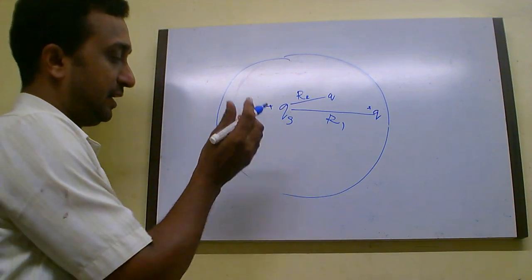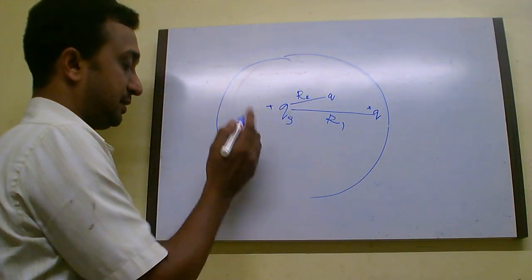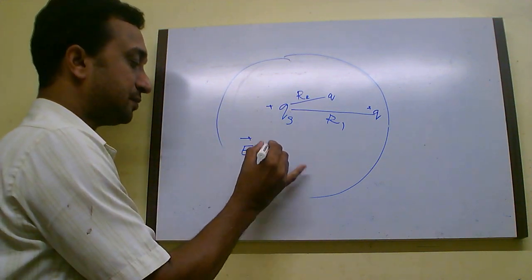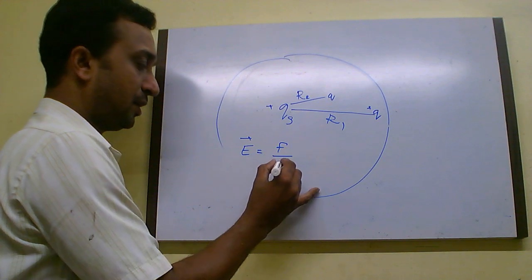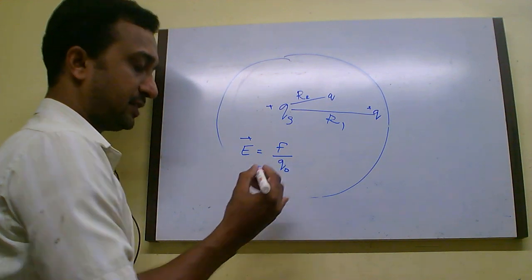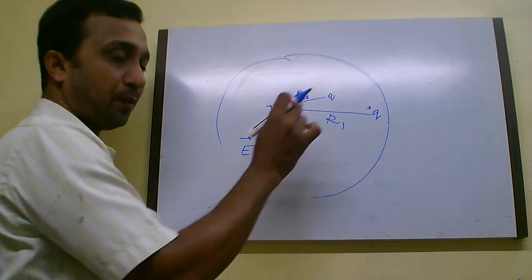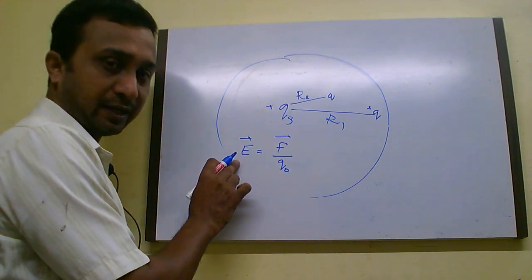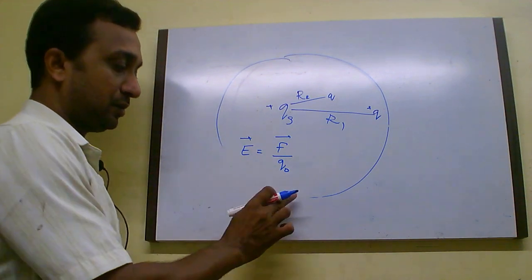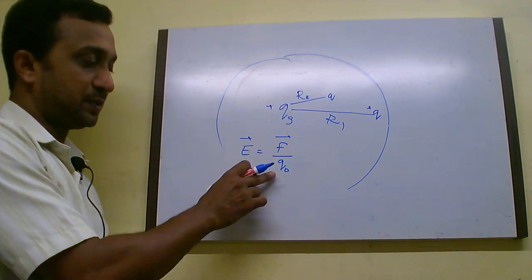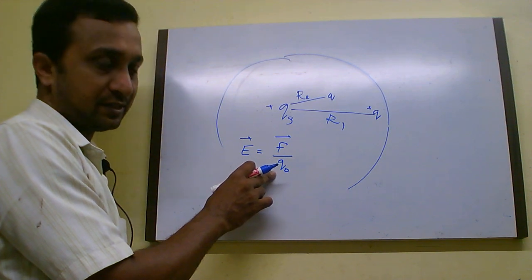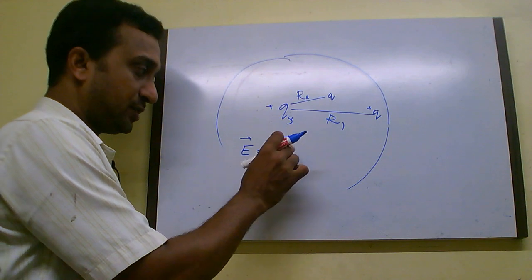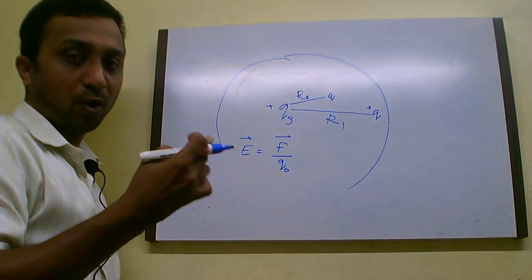So electric field intensity is denoted by the letter capital E, which is also a vector quantity. It is the force experienced by a unit positive test charge kept at a point in the electric field. Now force is a vector, so electric field intensity is also a vector. So the definition is: force experienced by a unit positive test charge kept in an electric field.